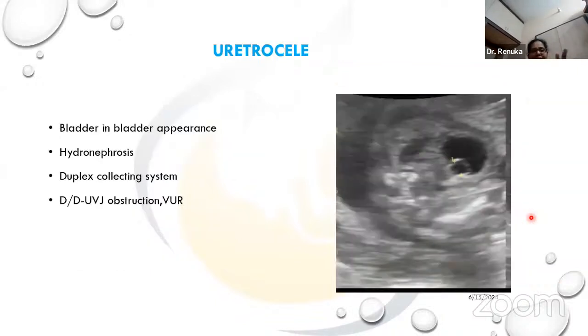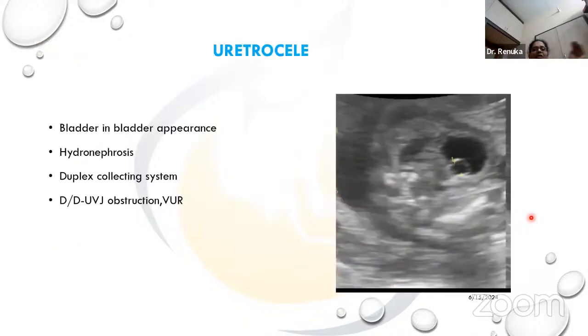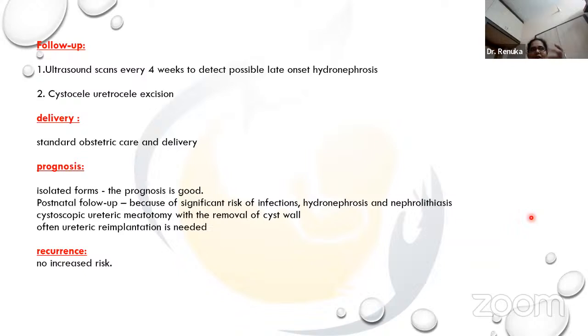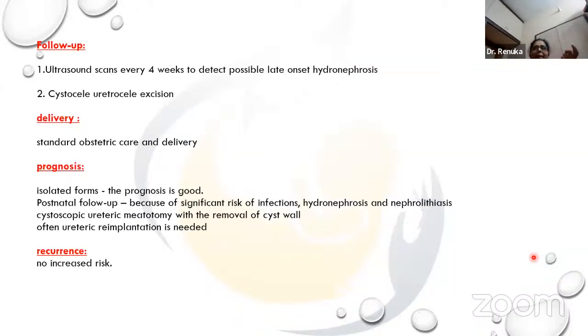So now you have identified that this hydronephrosis is due to ureterocele. Then what next? As usual, look for other systems, other markers. And association of ureterocele with chromosomes or syndromes is rare, so you need not offer them any invasive testing. And follow-up is very important, because if they are going for an obstruction and hydronephrosis, then we have the option of perinatal treatment in utero.